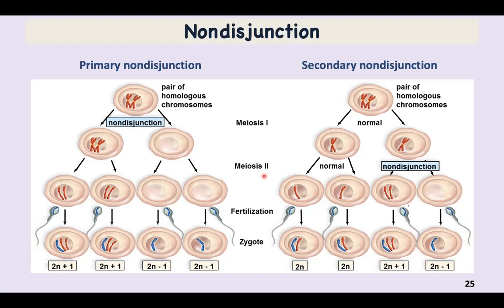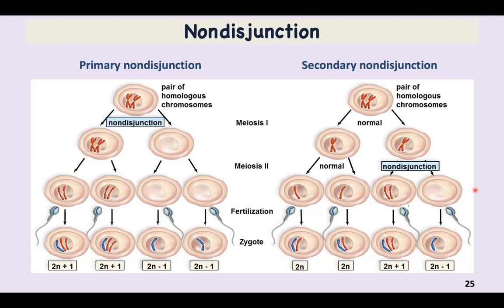So I would like to ask you guys punya opinion. Yang mana satu you rasa lagi bahaya? Primary non-disjunction or secondary non-disjunction? Rasa-rasalah. Yang mana? Tangan kamu. Second. Primary. Primary.